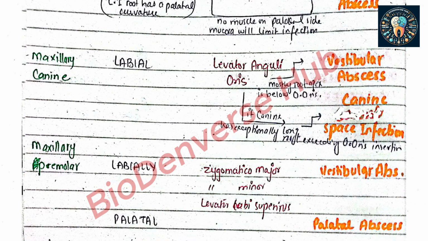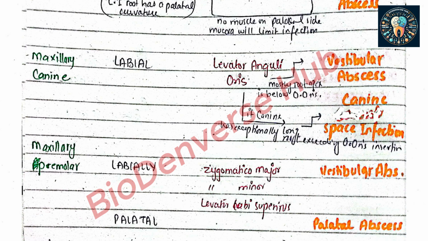After that, we have the maxillary canines. Again, the roots of the maxillary canines are nearer to the labial cortical plate, so it will perforate the labial cortical plate and the infection will exit from there. And for the muscle relation, the muscle involved there is the levator anguli oris muscle. Here we have two possibilities. Usually the roots are below the attachment of the levator anguli oris, so if the infected roots are below the attachment of the muscle, it will usually cause a vestibular abscess. The infection will be localized in the vestibular area.